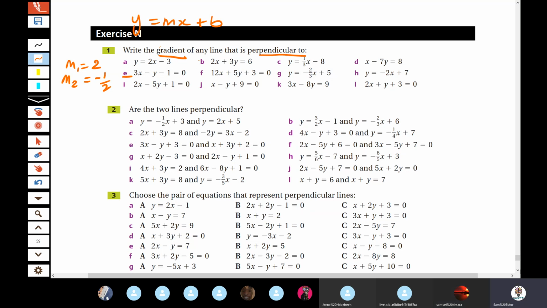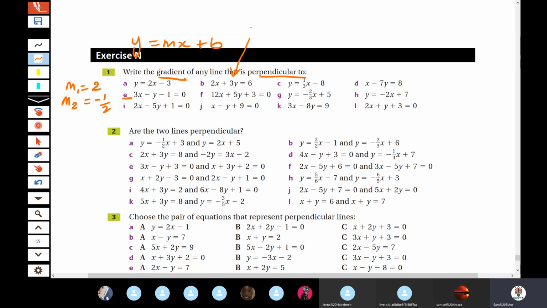Let's try it again with B. Samuel, let's try it again with B. Right now, that's not in this form. Y equals mx plus b. So what are you going to do? Bring the 2x over. So let's do that up here somewhere. So you get 3y equals negative 2x plus 6. The 6 doesn't change, but the 2x becomes a negative because you're moving it to the right-hand side. And then the gradient would... wait. Divide everything by 3. That's better. Now, what's your gradient of this first one?